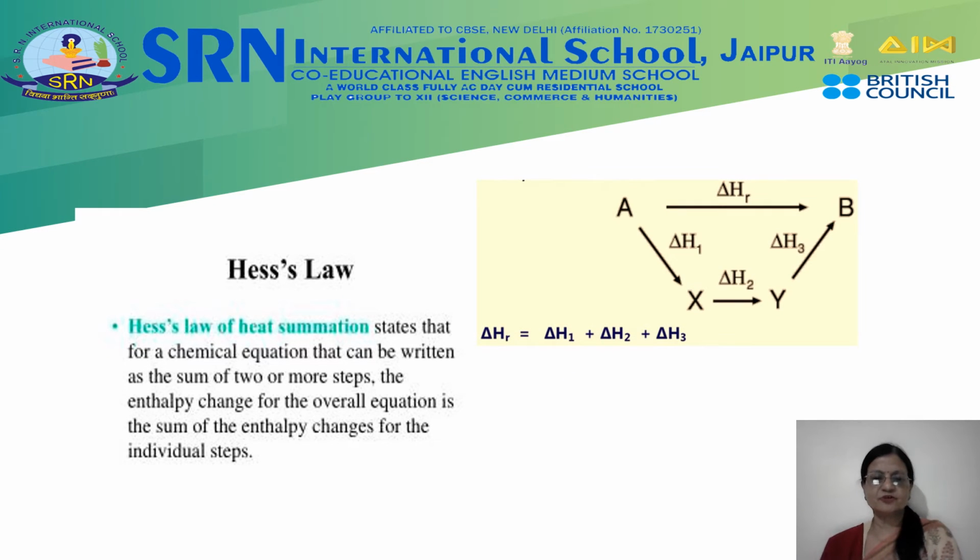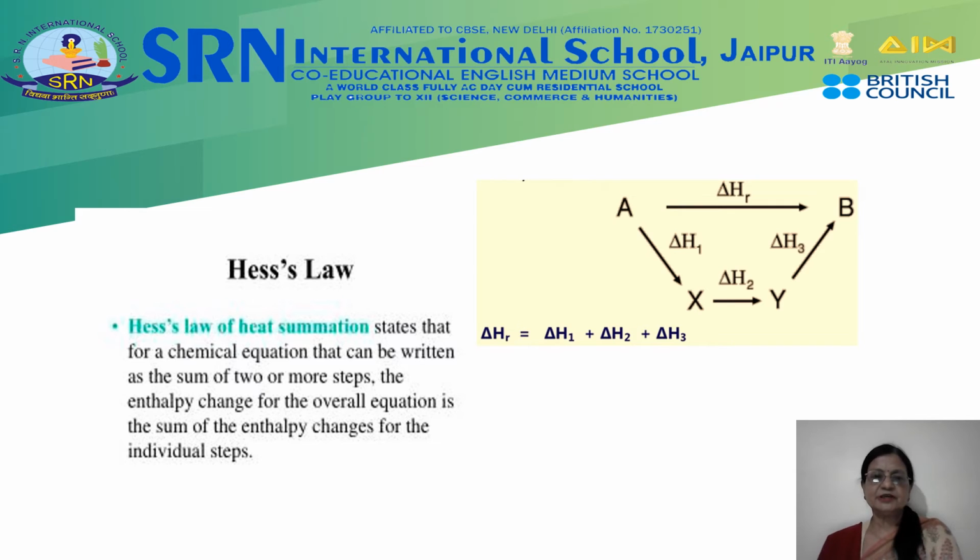Hess's law of constant heat summation. It states that for a chemical equation that can be written as the sum of 2 or more steps, the enthalpy change for the overall equation is the sum of the enthalpy changes for the individual steps.